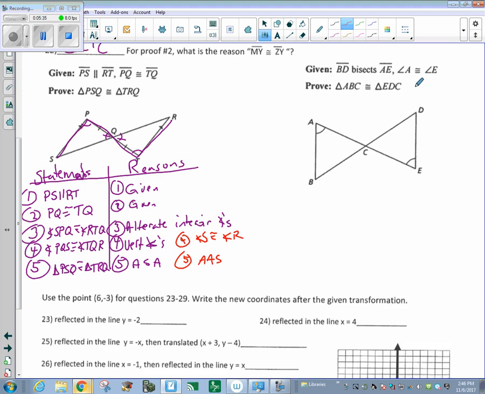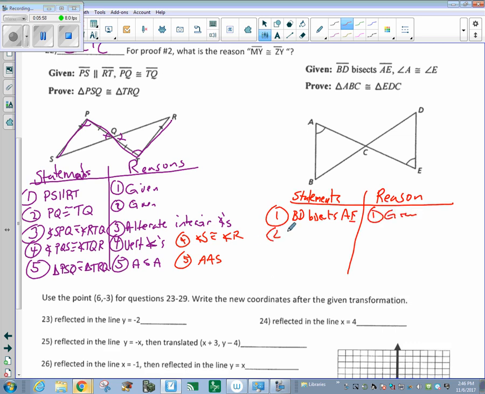So then over here, on this proof, we're going to do the same thing. We're going to write our statements and reasons. I'm having trouble with straight lines today. Anywho, first thing I'm going to do is write down what they gave me. BD bisects AE. That's given. Step 2, angle A is congruent to angle E, also given. All right, and they marked those for me.